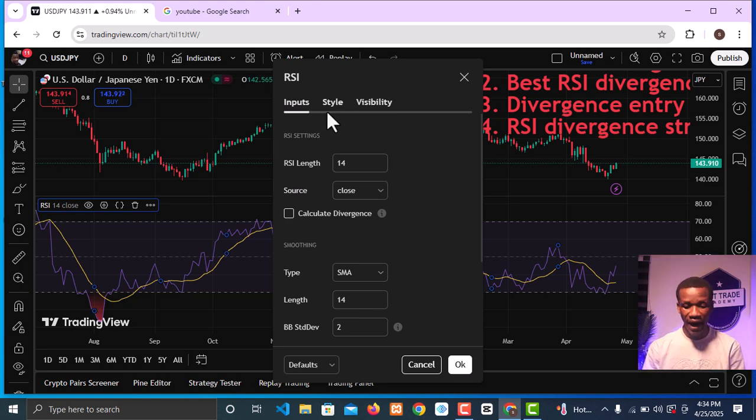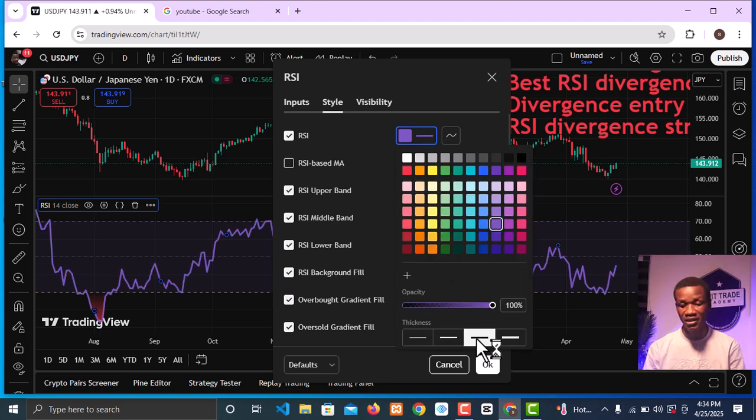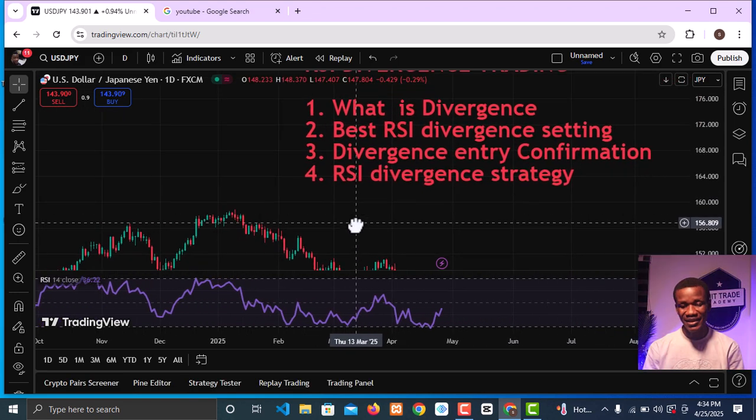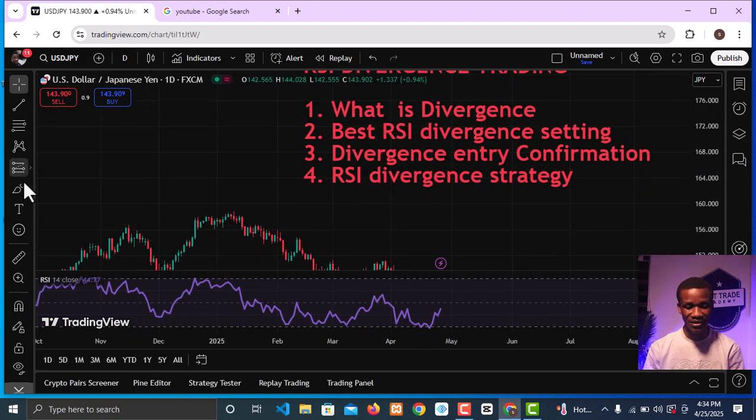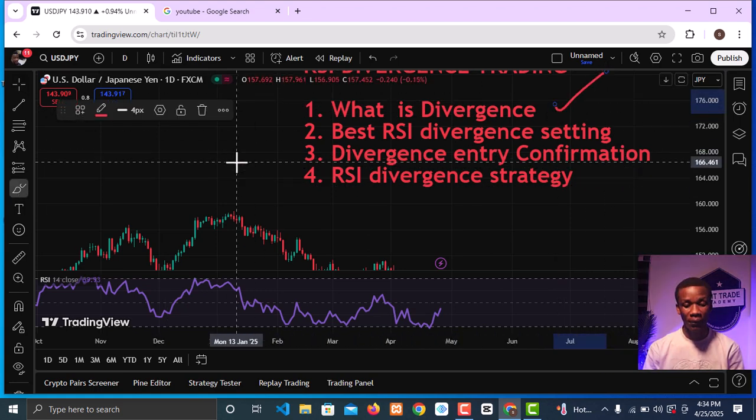But first of all, I will untick this RSI base MA, that is moving average. We don't need this, and then I will simply increase the visibility of this so that it will be visible very well on our price action. The next thing here is, what is divergence? When do we say divergence has occurred on our price action?